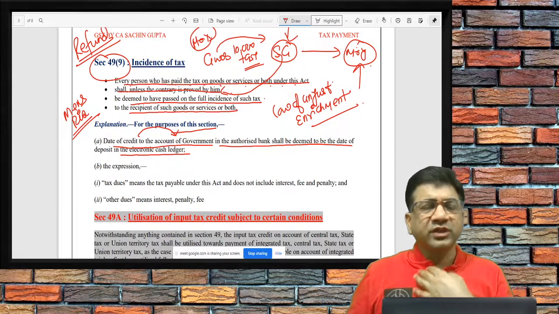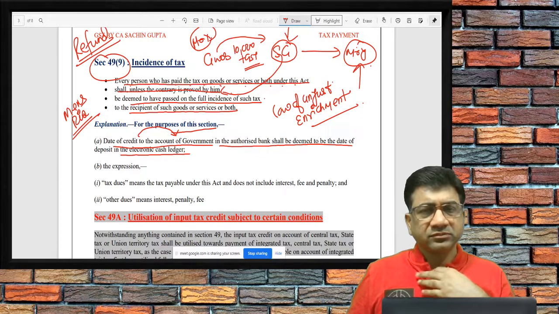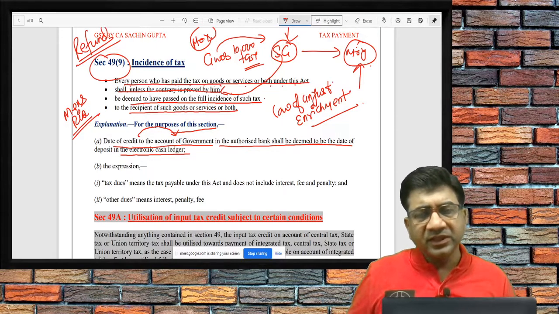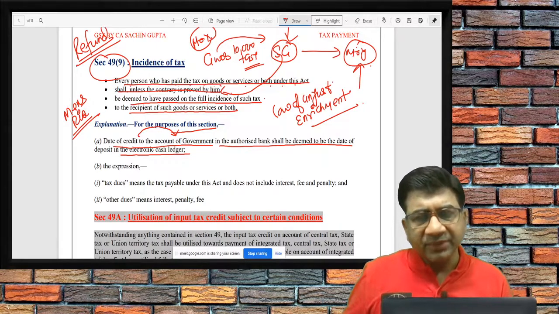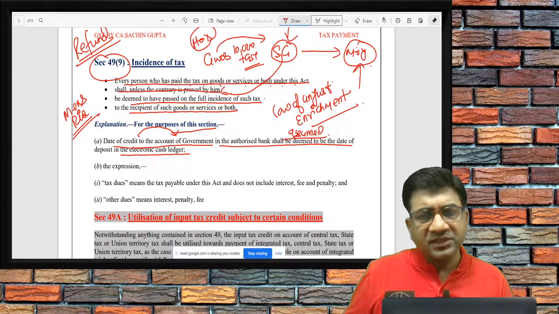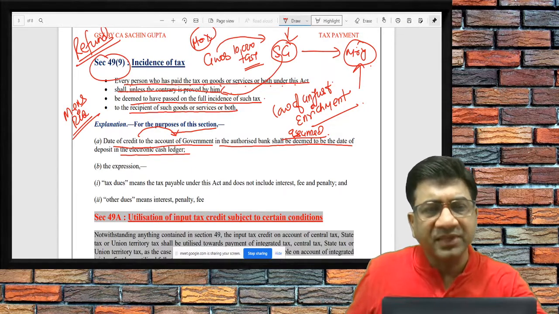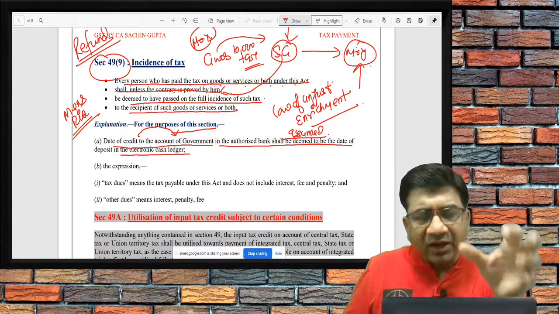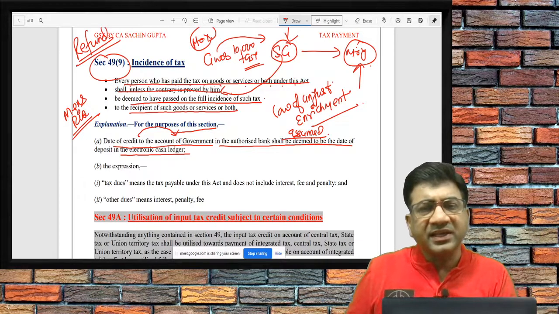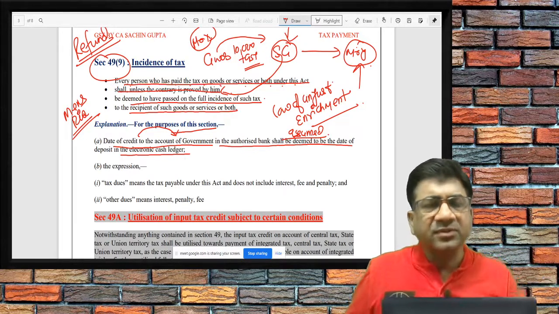That will be deemed as credit to the government. Sir, the date of credit to the account of the government in the authorized bank shall be assumed as the date of deposit in the electronic cash ledger. इसको ऐसा easy करते हैं: डेट ऑफ क्रेडिट, जब गवर्नमेंट के खाते में पैसा जमा हुआ, वो एज्यूम कर लिया जाएगा द डेट ऑफ डिपॉजिट इन द इलेक्ट्रॉनिक कैश लेजर. अच्छा, क्रेडिट टू द अकाउंट ऑफ द गवर्नमेंट. जब गवर्नमेंट के अकाउंट में वो पैसा पहुंचेगा तो हम ये मानेंगे कि आपके कैश लेजर में पैसा जमा हुआ.